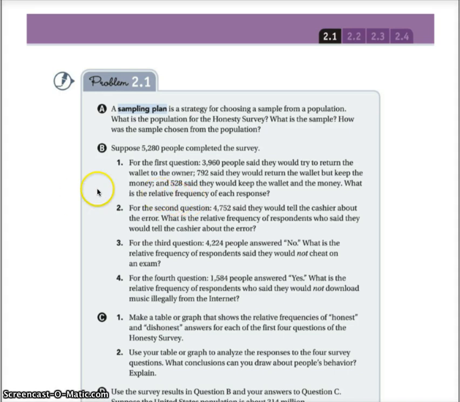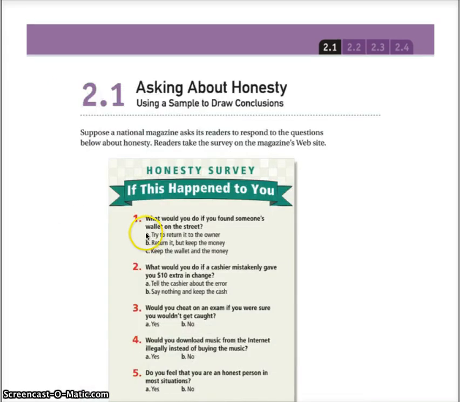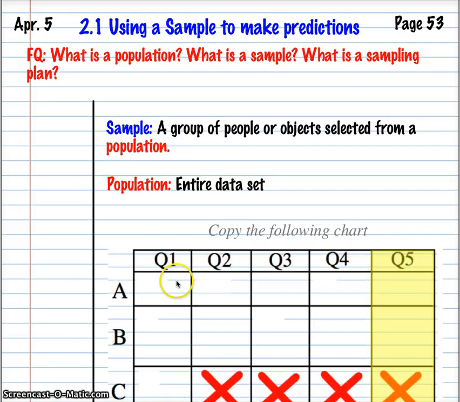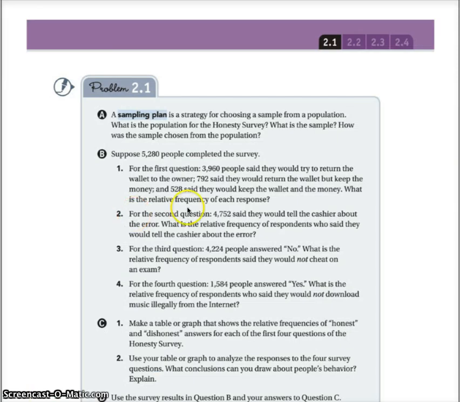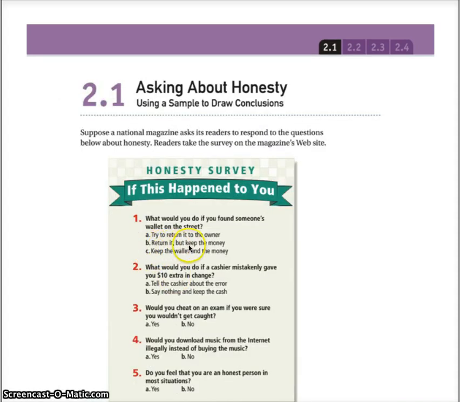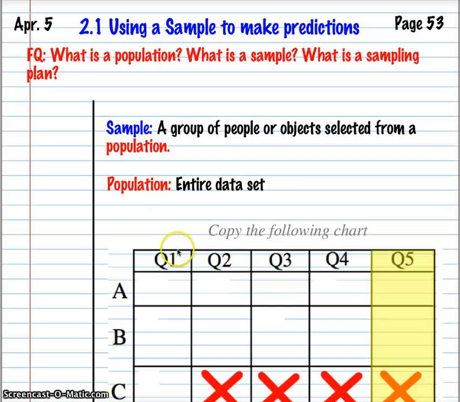If you're not sure, just fill in 396 who said they would respond to returning the wallet. Returning the wallet is A. So you would put 3,096 here, okay? And then it says 792 said they would return the wallet but keep the money. That's B, return the wallet but keep the money. And you would put that here, question B, 792 or whatever it was.